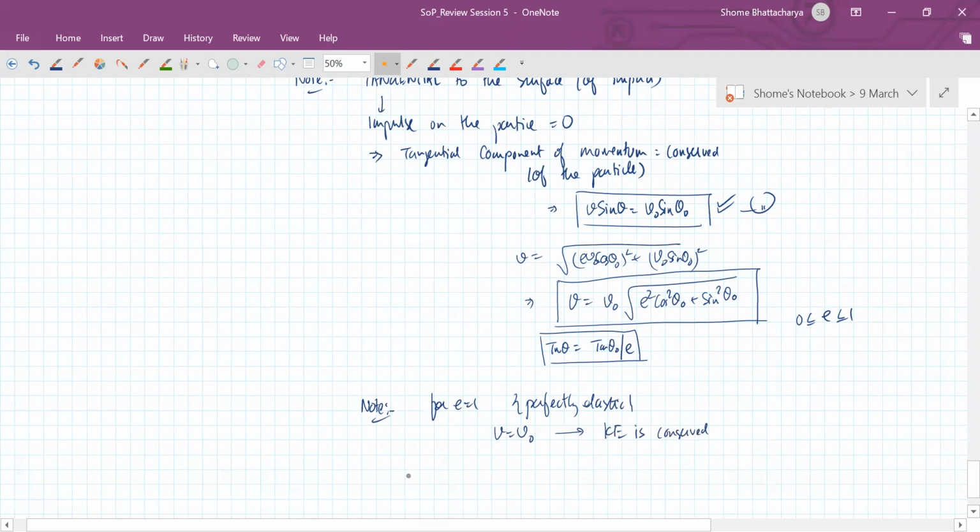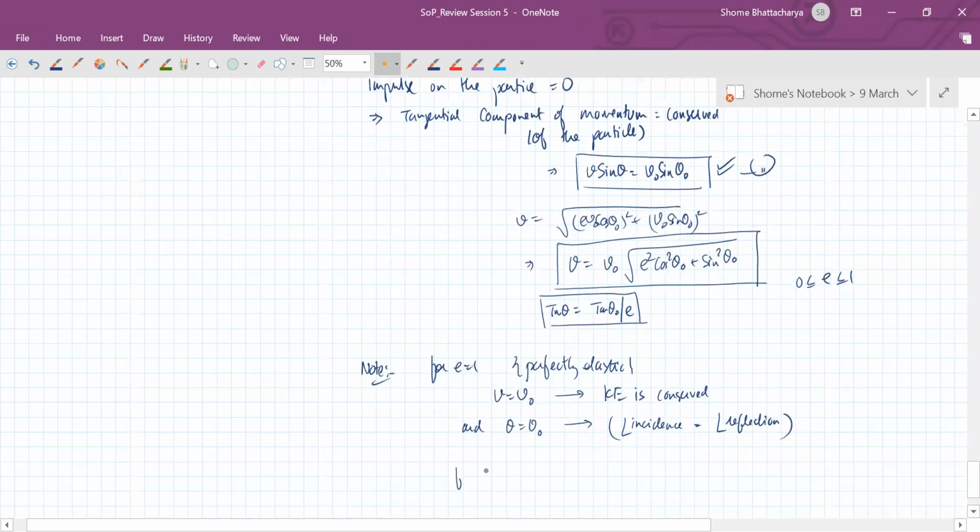There's no dissipation of energy, and theta is equal to theta naught. So it is almost like an angle of incidence is equal to angle of reflection kind of situation. But for coefficient of restitution less than 1, we get v less than v naught and theta greater than theta naught. So there is loss in kinetic energy, and there is divergence of the angle with respect to the normal.